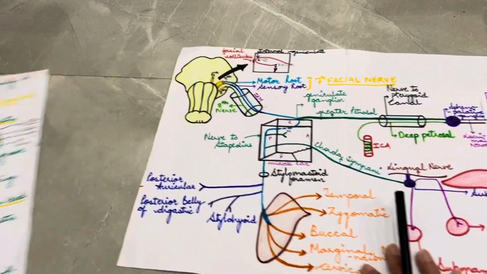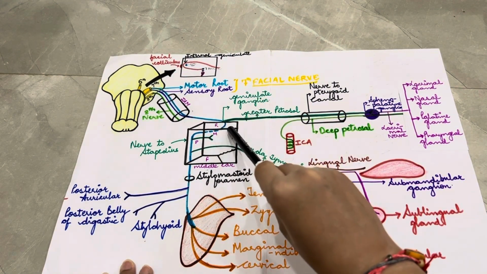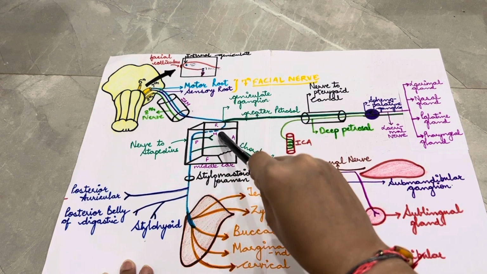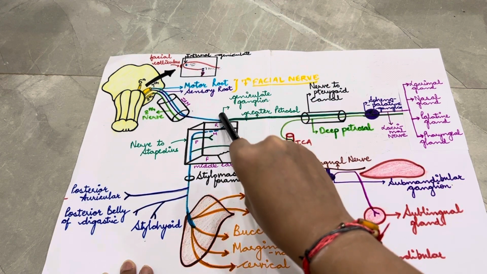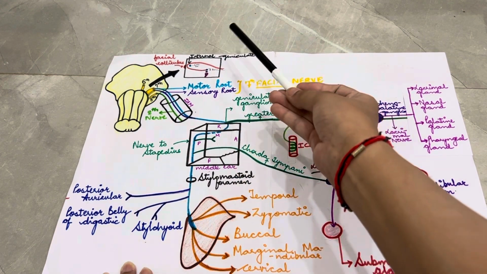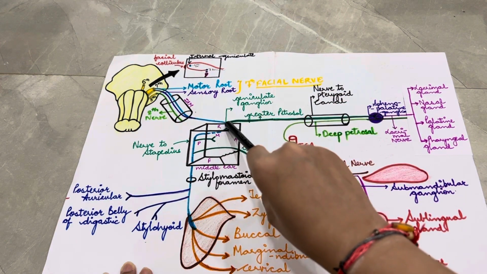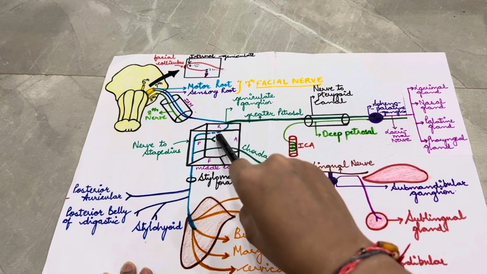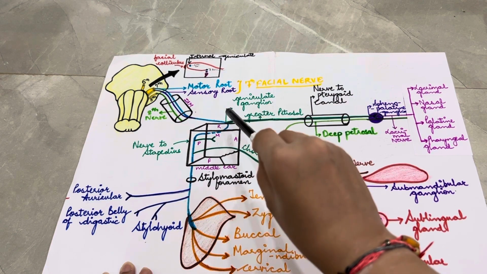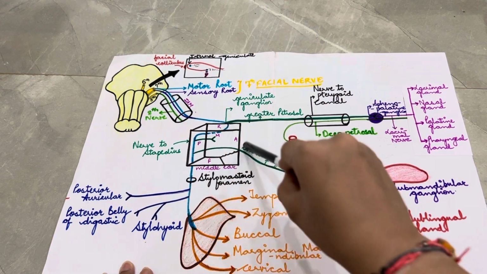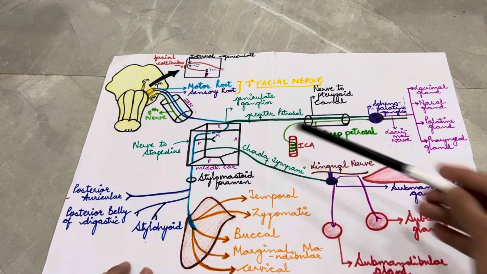So now we can explain over here. When it approaches this middle ear, it enters the medial wall of the ear with a sharp bend, which is also known as the geniculate ganglion. The upper part is known as the internal geniculate, and this is known as the external geniculate, and it enters the medial portion of the medial wall of the middle ear. Before it enters this middle ear, it gives its branch, which is known as the greater petrosal nerve.